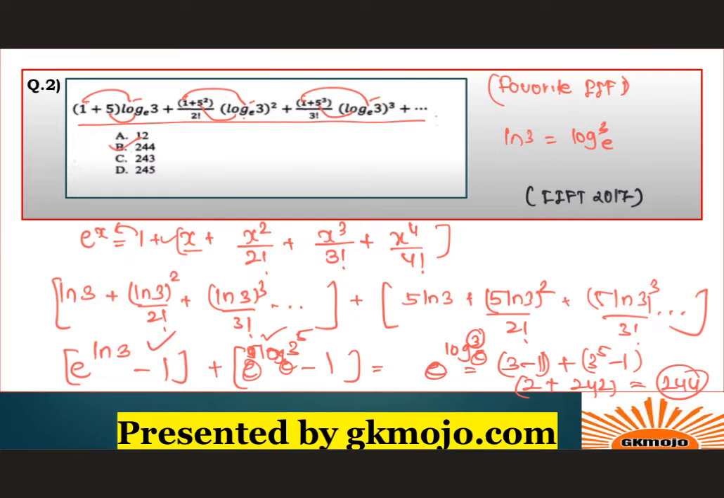I hope you have understood it. Always keep in mind, you should know some basic log properties also. Whenever you have something like this, e to the power log 3 to the base e, whenever the base is same, the correct answer for this expression is always this thing. Alright, always keep this thing in mind.